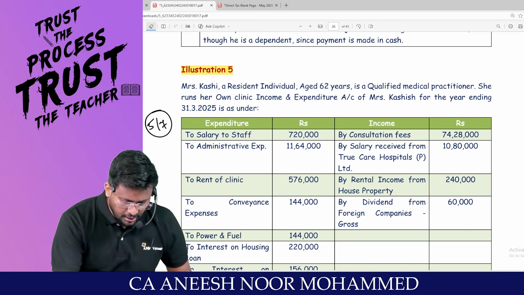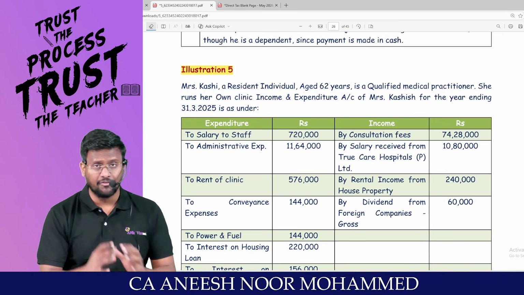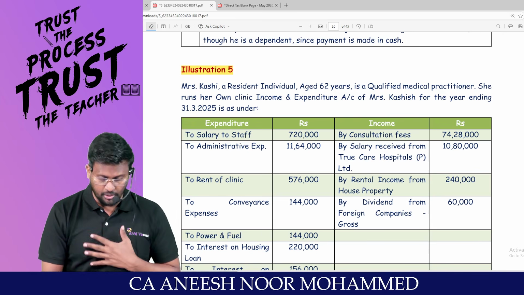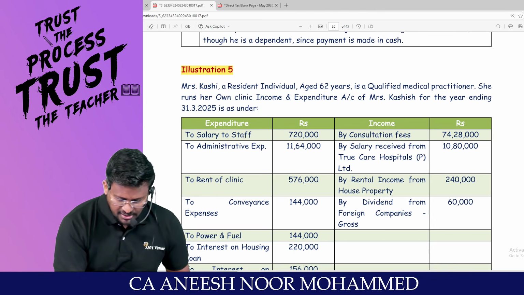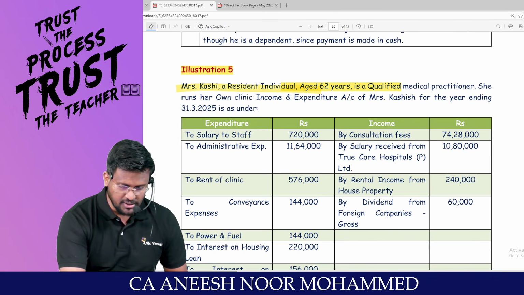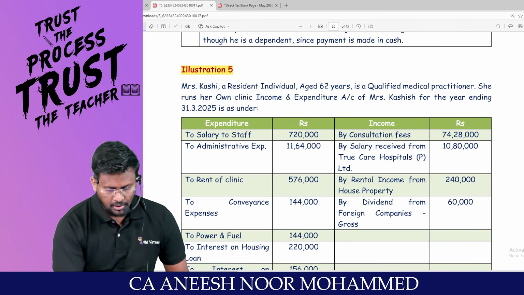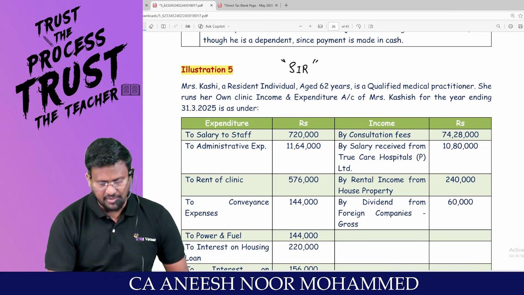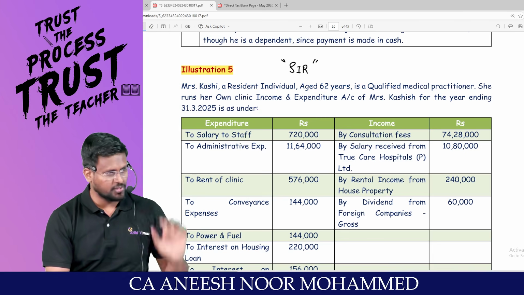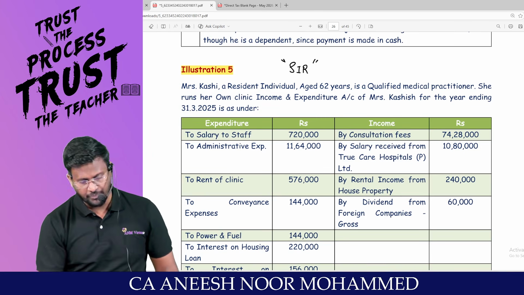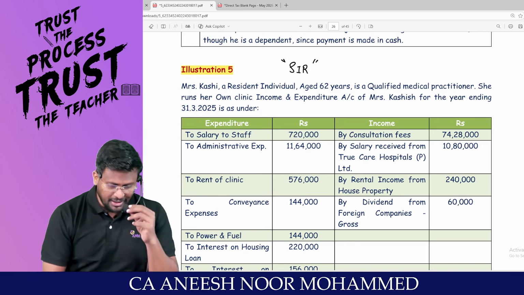Question number 5 is a unique question. I will not say a variety, but a unique question to solve before your exam. Very good question according to me. Mrs. Kasi, a resident individual aged 62 years. That means senior citizen, individual and resident. That means the assessee, sir. We have to give respect. Is a qualified medical practitioner. That means doctor. She runs her own clinic.